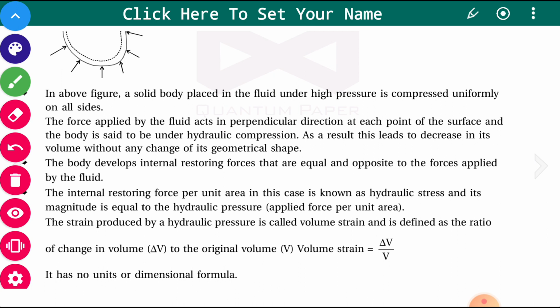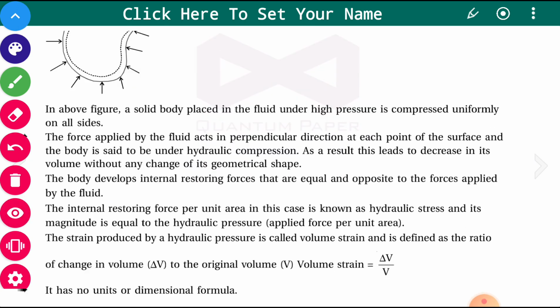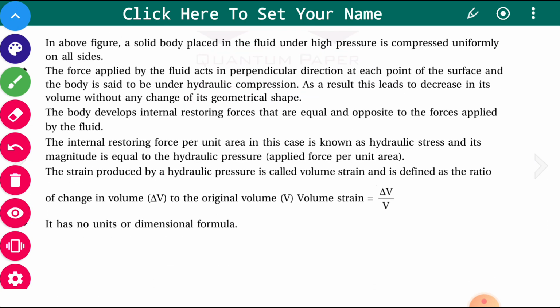The body develops internal restoring forces that are equal and opposite to the forces applied by the fluid. Try to understand: as the fluid applies force in this direction, the internal force will be in the opposite direction, and this force will try to bring the body back to its normal original position. The internal restoring force per unit area in this case is known as hydraulic stress, and its magnitude is equal to hydraulic pressure.